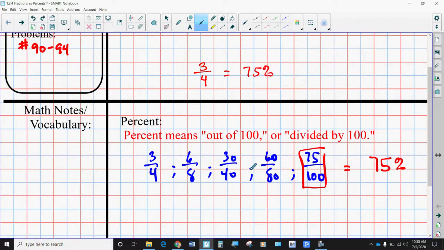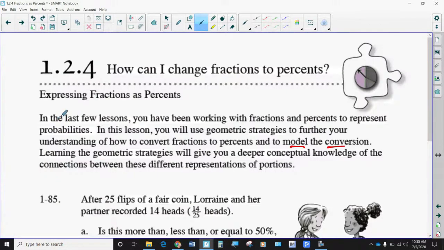So our goal today is to take a look at the process of how and why we're able to convert a fraction to a percent by changing it to an equivalent fraction out of 100. In the last few lessons, you've been working with fractions and percents to represent probabilities. In this lesson, you will use geometric strategies to further your understanding of how to convert fractions to percents and to model the conversion.